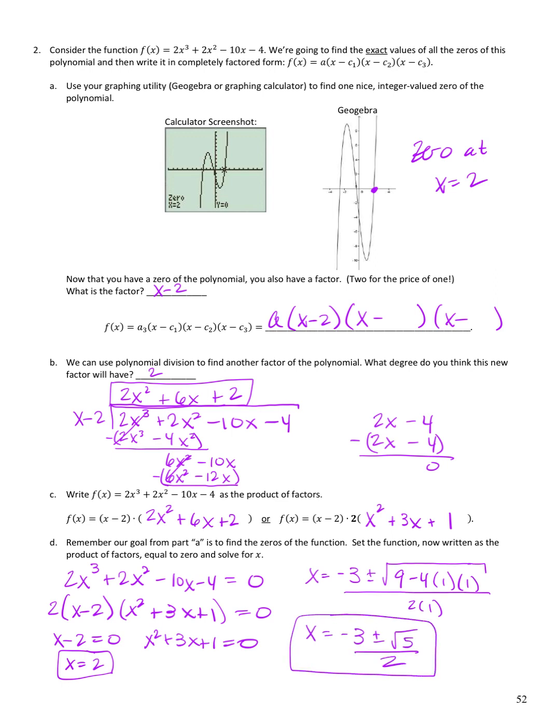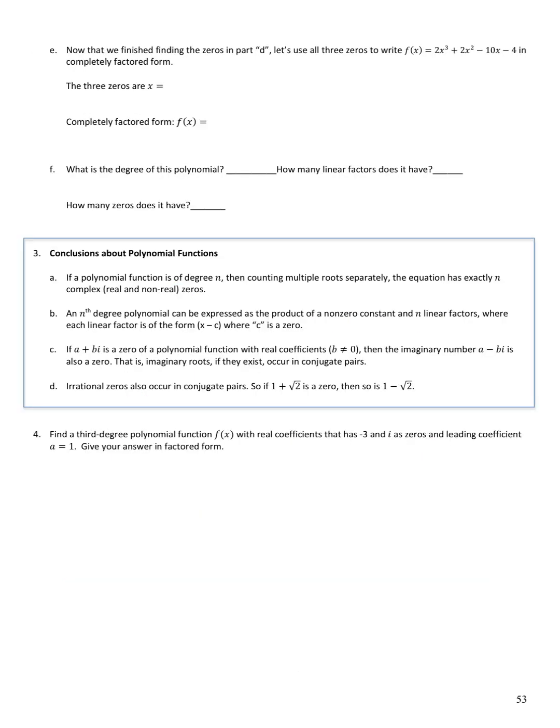So now I have all 3 zeros. This one I got from the graph, and now I have 2 more. I knew there were going to be 3 zeros total because this is a degree 3 polynomial. So now I have all the zeros. So now that we know all the zeros, we can write all the factors. Just a reminder, the zeros were 2 and negative 3 plus or minus root 5 over 2.